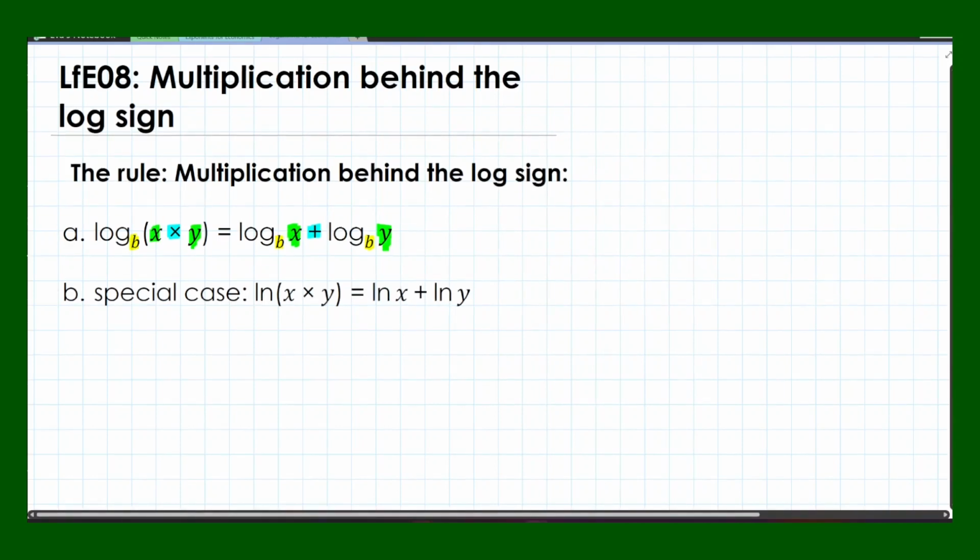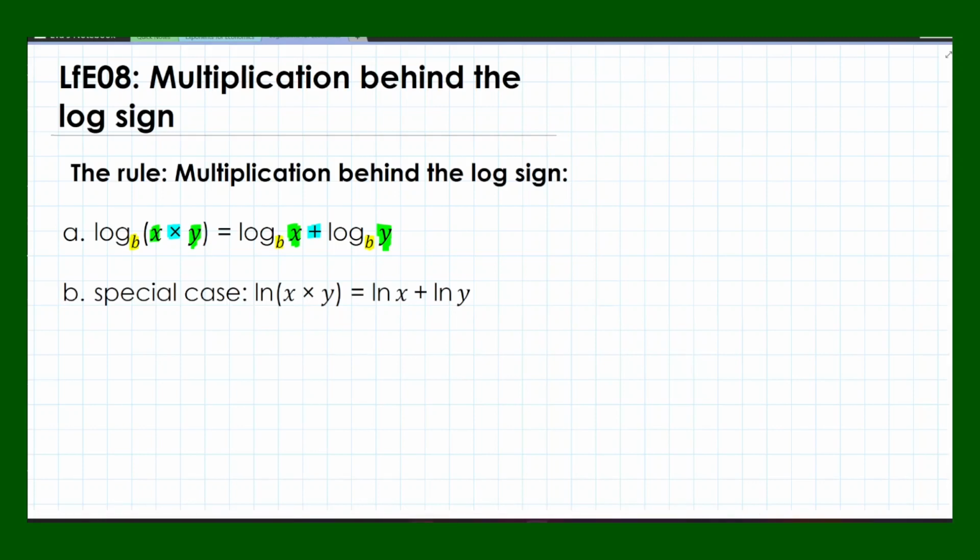As always, because economics students work with the natural logarithm ln very often, I like to present the special case of the rule with the e-based logarithm ln as well. So if I have ln(x times y), that is going to be equal to ln x plus ln y. Now, let's start to get some feeling for whether it works or not.